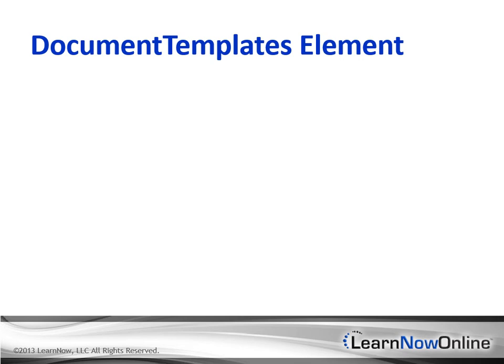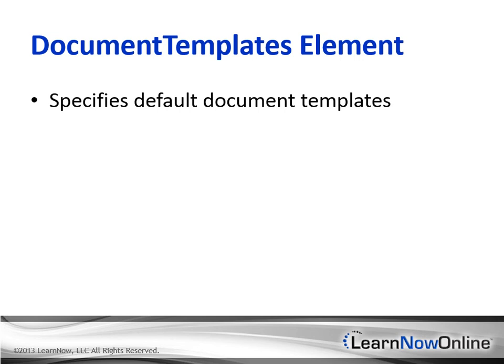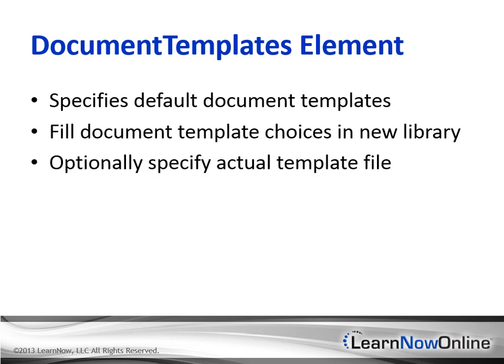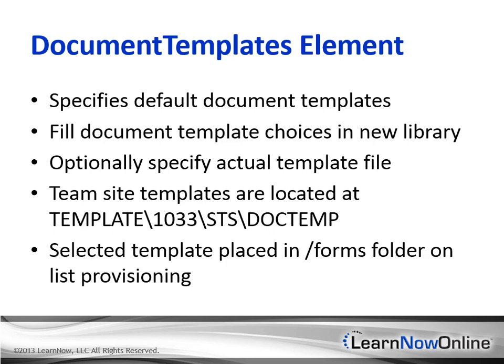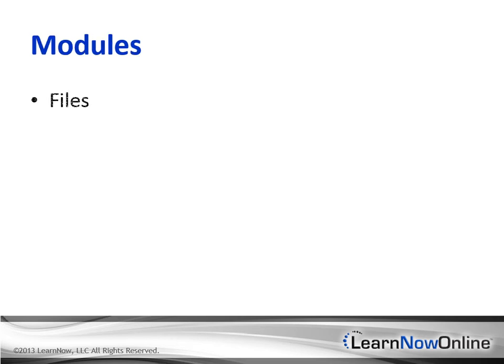Next up is the DocumentTemplates element. The DocumentTemplates element specifies the document templates that are available to users when they create a new document library. And you could optionally specify an actual template file, like a DOT file or DOTX. And out of the box, it's going to include the standard ones for Word and Excel and PowerPoint. Team site templates are located in the 15 Hive under Template 1033 STS.temp. And then the selected template is placed in the Forms subfolder on list provisioning. So every list that you provision always has a Forms folder, and so your template is going to get placed inside that Forms folder.